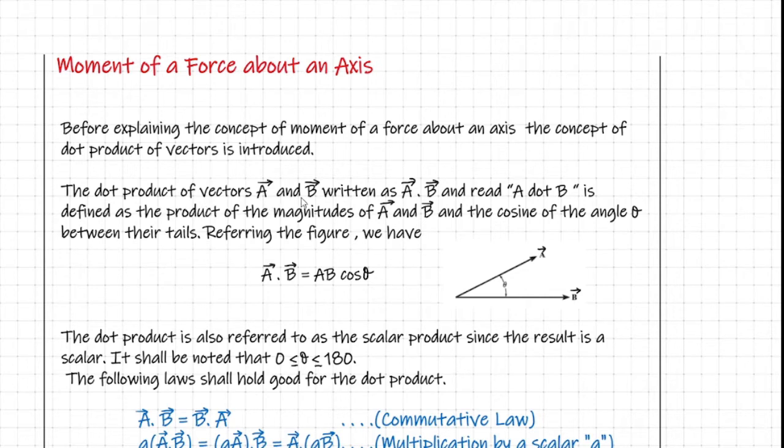The dot product of vectors A and B is written as vector A dot vector B. It is defined as the product of the magnitudes of vector A and vector B and the cosine of the angle theta between their tails. Referring to these figures, we have two vectors, A and B, with tails inclined at angle theta, and A dot B is A into B into cos theta. From this definition, it is clear that the dot product results in a scalar quantity. Accordingly, the dot product is sometimes referred to as the scalar product. Please remember that theta always lies between 0 and 180 degrees.